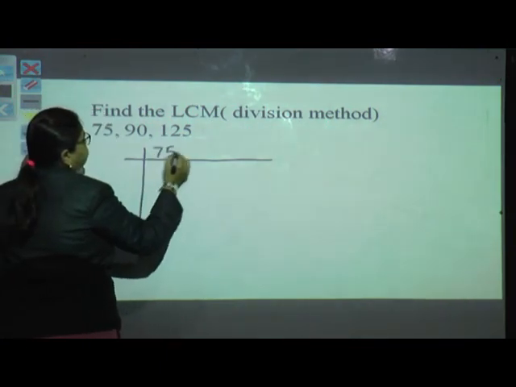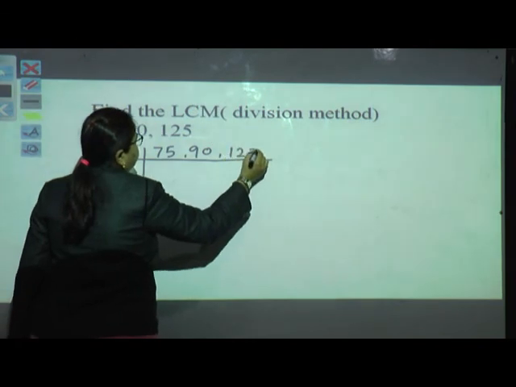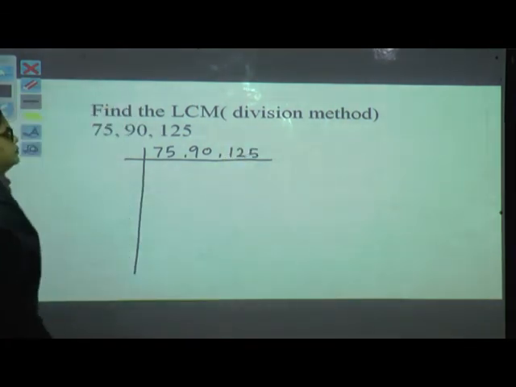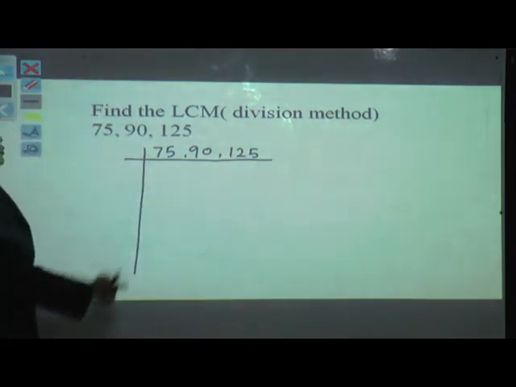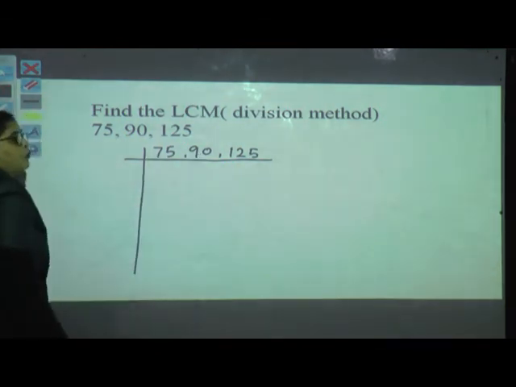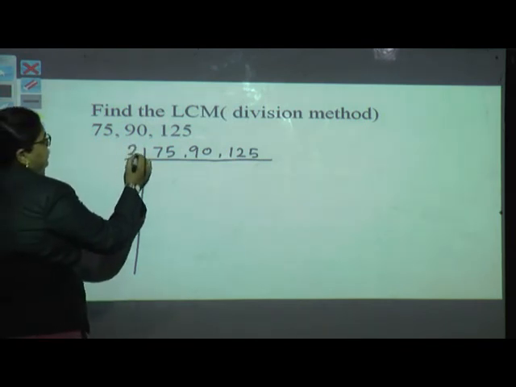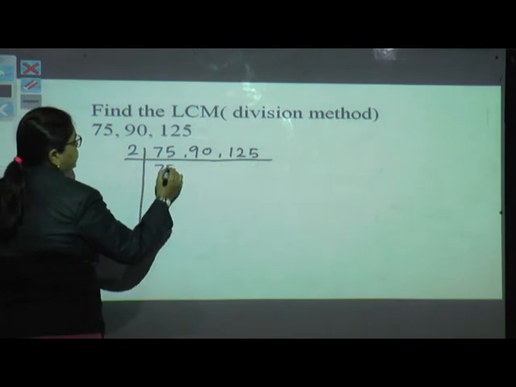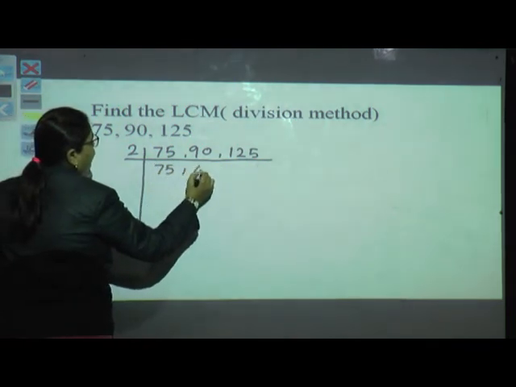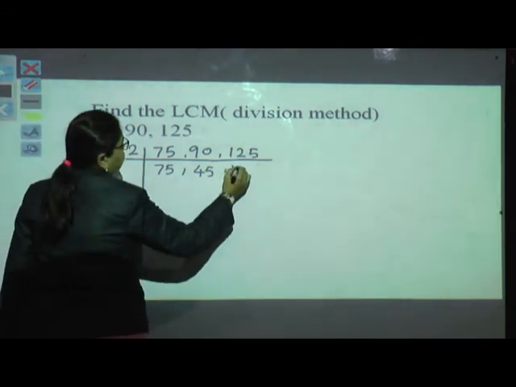75, 90 and 125. Now it is possible only for one number, and the prime number is 2, because we are having an even number there. So again we will start with 2. We will write the number as it is, 75, 45, 45 2s are 90 and 125 as it is.